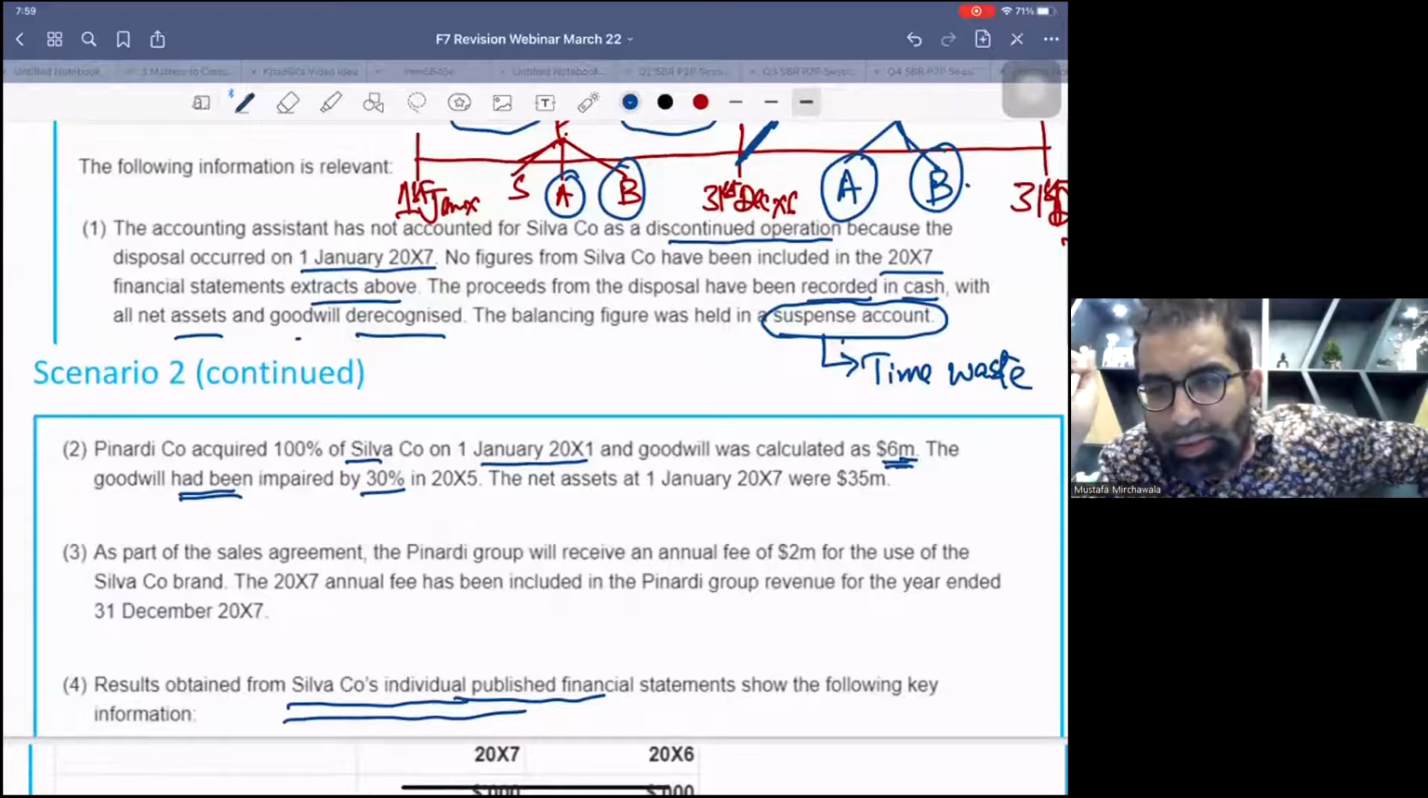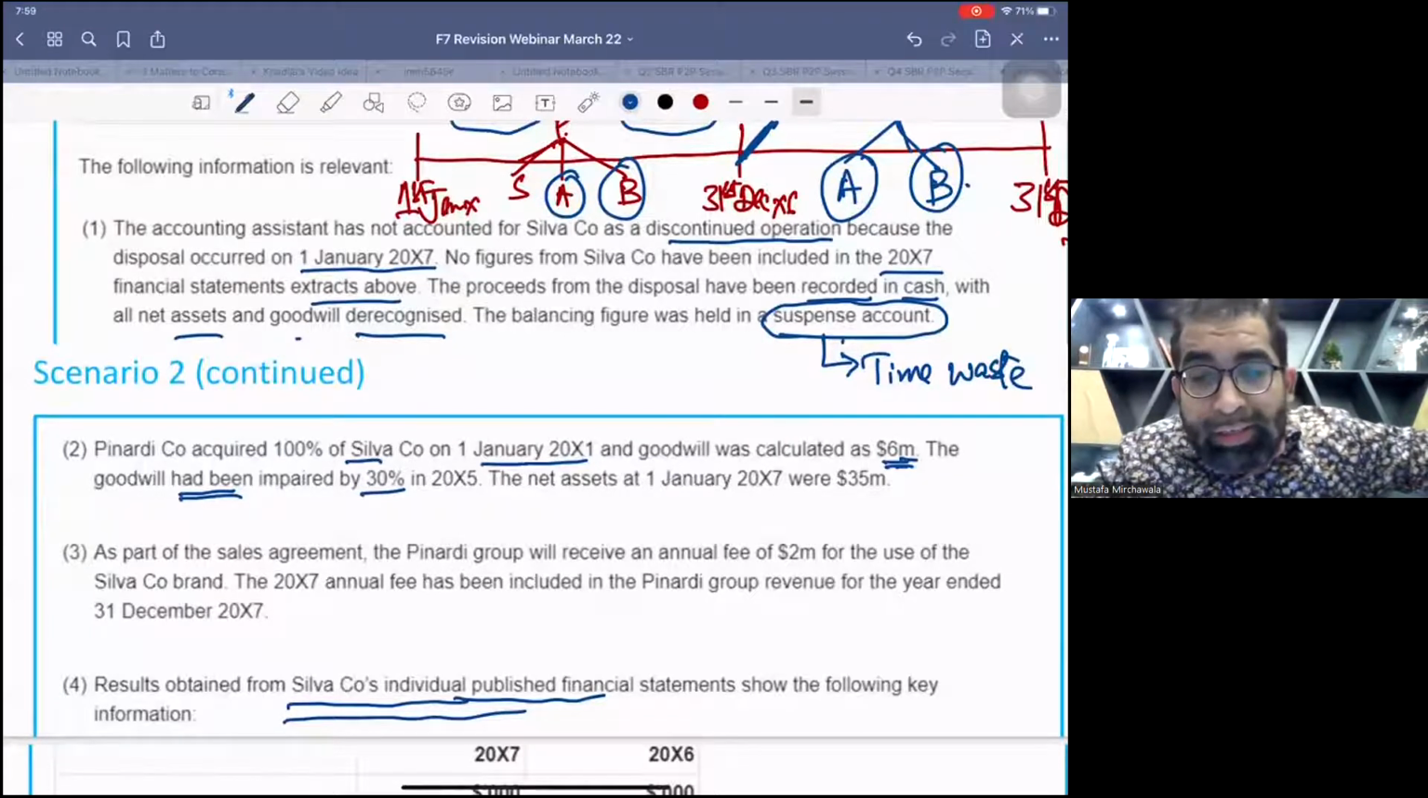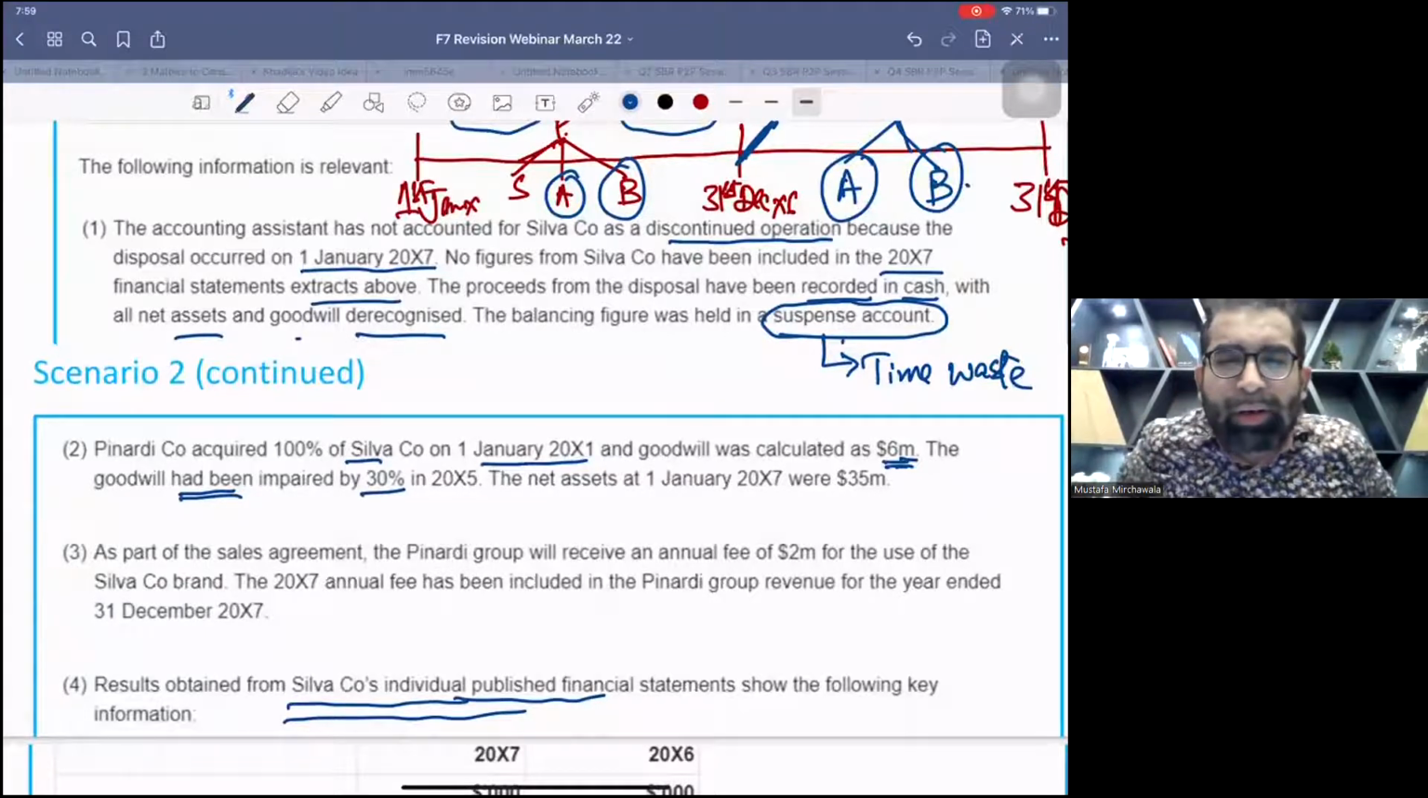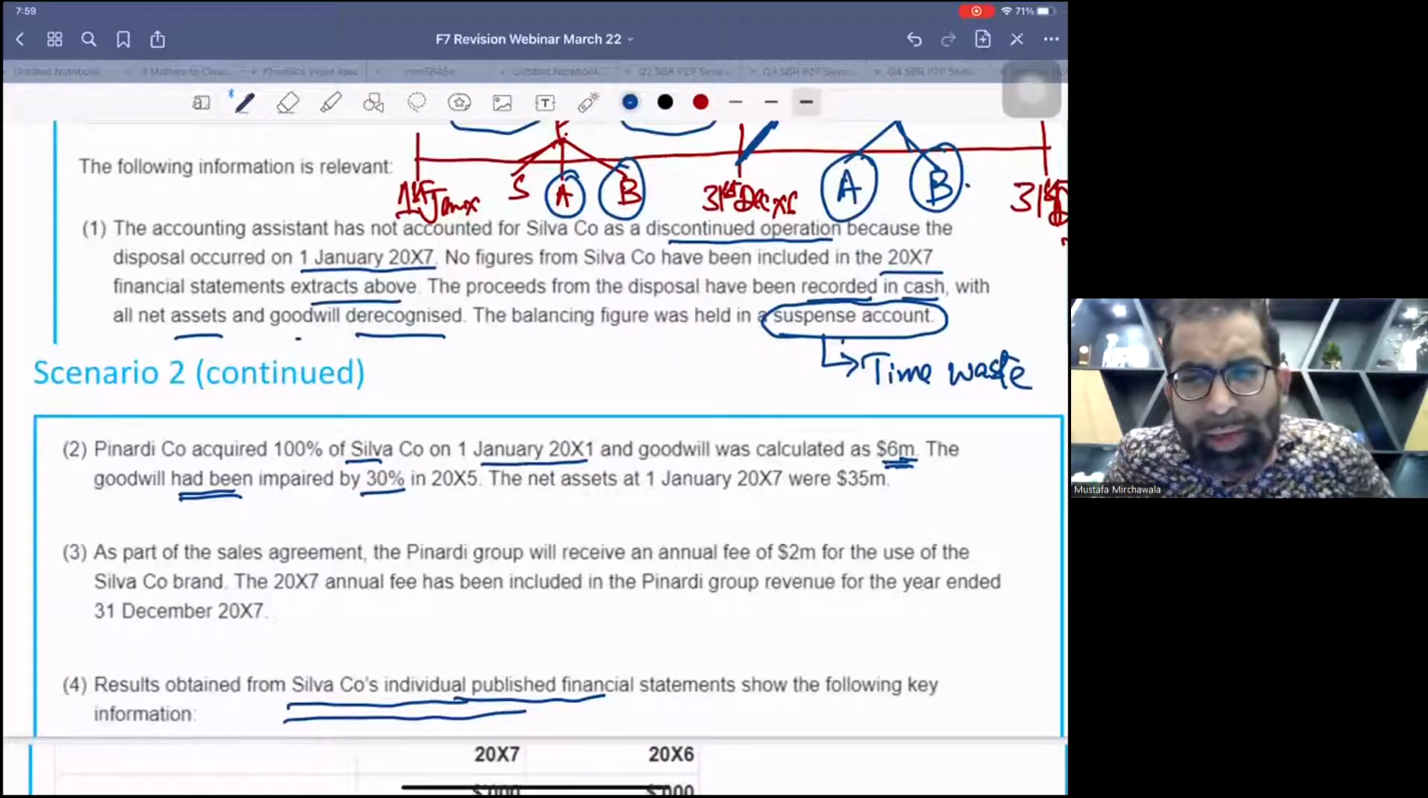Now, what is the remaining amount left? 4,200. So what is the goodwill? All of you, the champions of consolidation, what is the goodwill at disposal date? It's 4,200. Sir, why are you asking this at disposal date? Why are you emphasizing the disposal date? Because we need to compute gain or loss on disposal of this subsidiary.